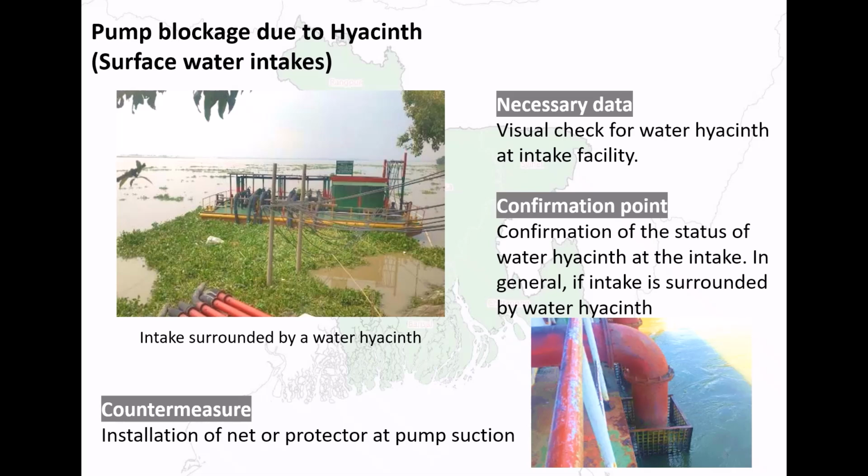In general, if the intake is surrounded by water hyacinth like in the picture, it is recommended to act to prevent pump clogging. As a countermeasure, a net or similar device at the pump suction side is recommended to be installed.